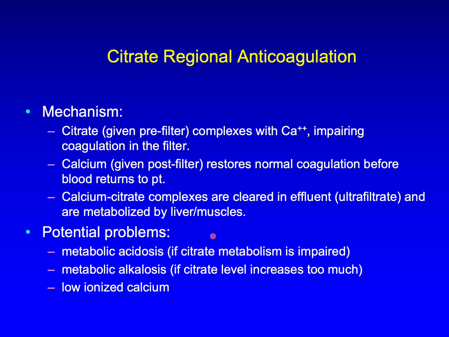Things that can potentially go wrong with this complicated process include metabolic acidosis, if citrate metabolism is impaired, for instance because of liver disease, so that citric acid accumulates. Metabolic alkalosis can happen if the rate of citrate infusion in the circuit is too high, because citrate is metabolized to bicarbonate. And you can get low ionized calcium levels if the citrate infusion rate is too high or the calcium infusion rate is too low. So both citrate and calcium levels have to be monitored frequently, and their infusion rates have to be adjusted as needed.